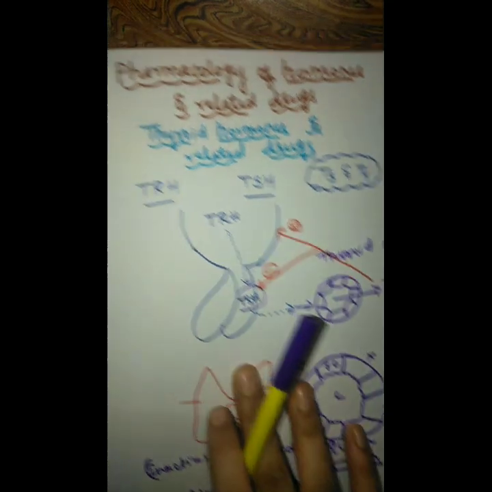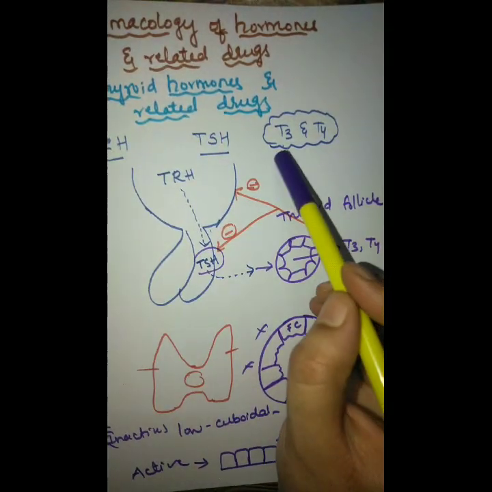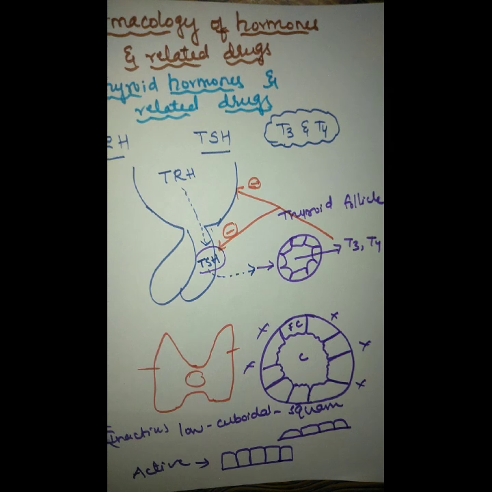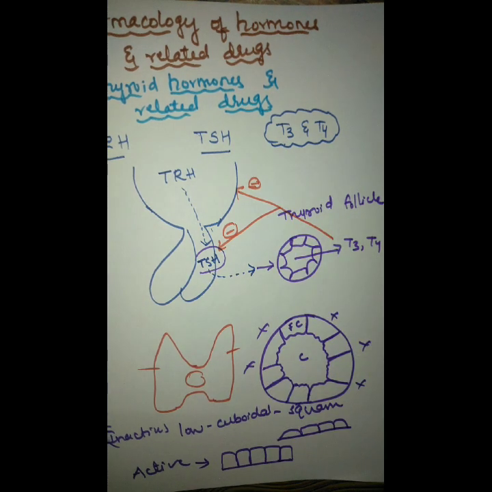But since we are discussing the thyroid hormone, we'll basically discuss T3 and T4. Calcitonin is also a kind of thyroid hormone because it is synthesized from the thyroid gland, but this is basically concerned with calcium balance or calcium management. So today our discussion will be related to just T3 and T4 hormones.